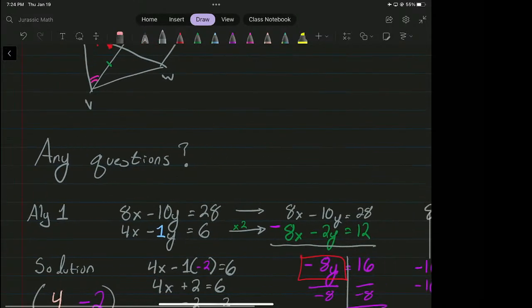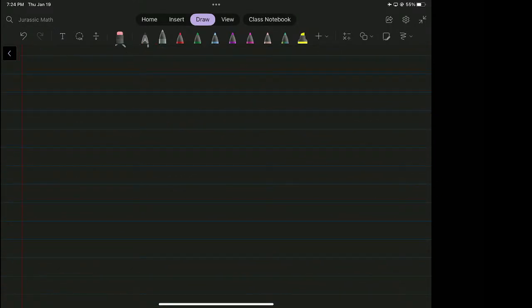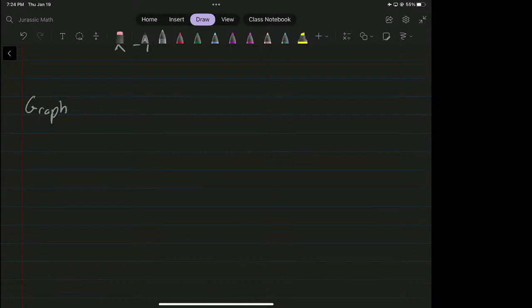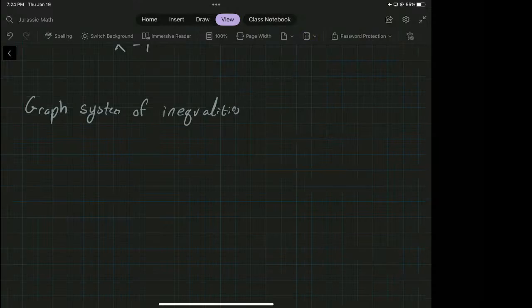Alright, so I have another question here that is based off of graphing a system of inequalities. So, graph system of inequalities. I'm going to just switch my paper over to a grid. That'll be much easier for me right now than making my own.